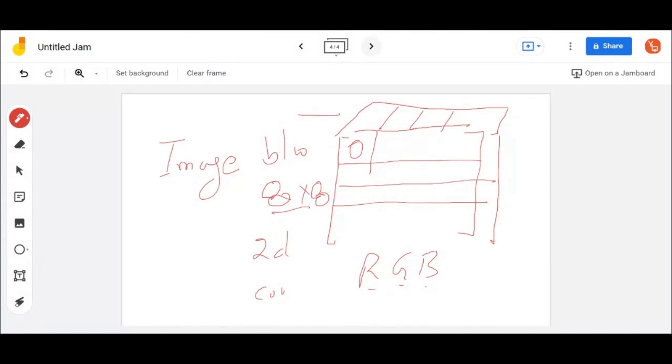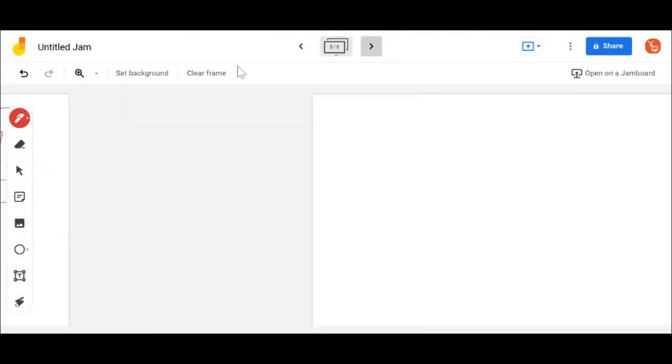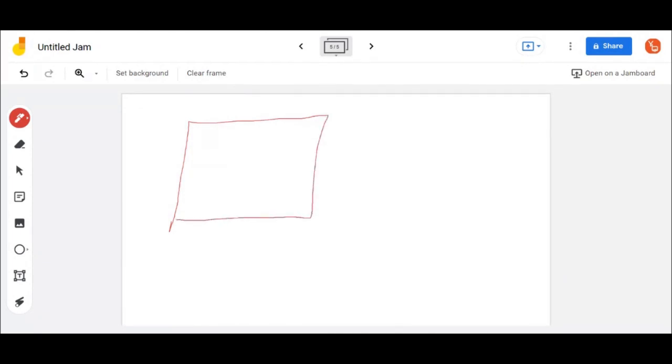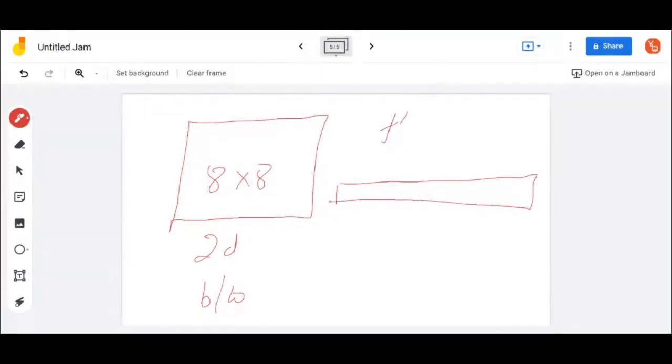Now in image classification, there is a requirement. The requirement is that we have an initial 2-dimensional 8 by 8 pixel black and white image with us. We have to convert it into a flatten. This is called a flatten. What is the meaning of flatten?